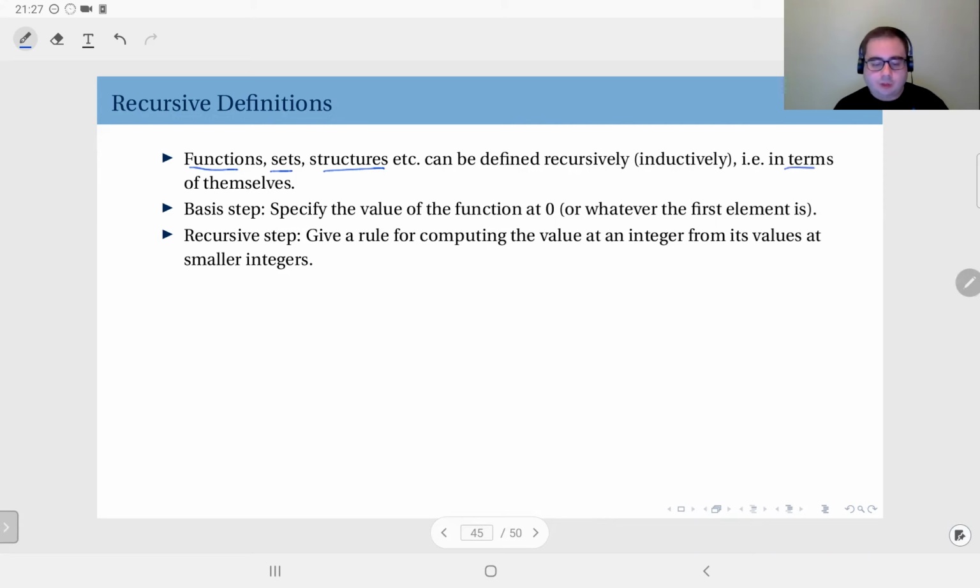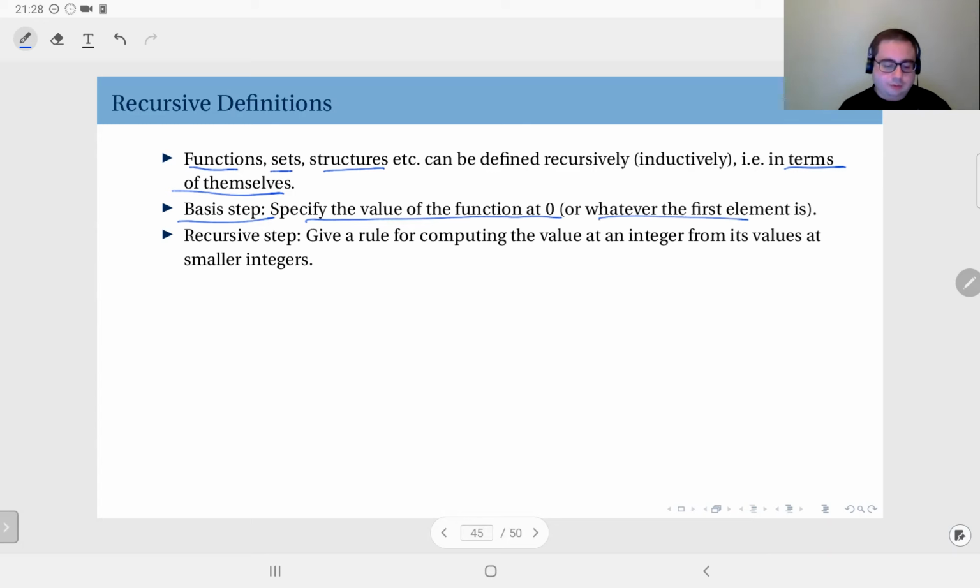It means in terms of themselves. For instance, you define a function, and in the definition of the function itself appears. Okay, so similar to the proofs, we also have two steps here. The first is the basis step, and in this we specify the value of the function at 0, and this is again not necessarily 0. Whatever the first element is, you define the value of the function for that.